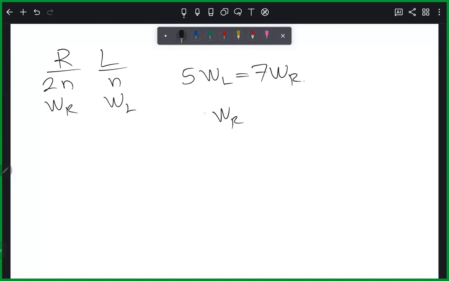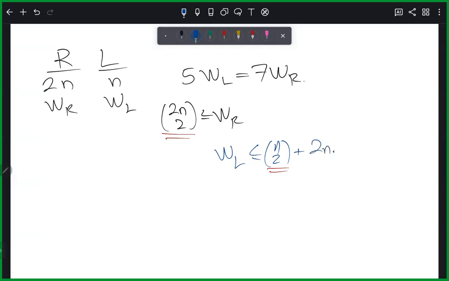So WR is at least 2n choose 2. Why? Because this is the number of games they played among themselves, and each game is just a point won by a right-handed player. Okay, and then let's find an upper bound for WR. So this is less than or equal to n choose 2 plus the points coming from the games they play among themselves, and each should be WL. Each left-handed player can get 2n points from the right-handed ones, so in total they can get 2n times n points from the right-handed ones.